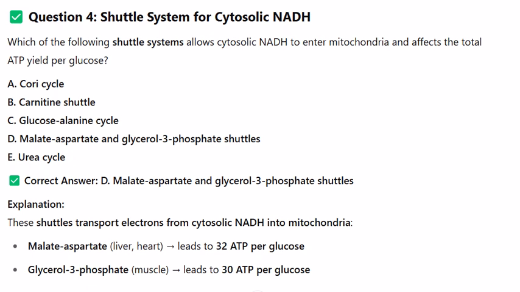Explanation: these shuttles transport electrons from cytosolic NADH into mitochondria. Malate aspartate, liver and heart, leads to 32 ATP per glucose. Glycerol 3-phosphate, muscle, leads to 30 ATP per glucose.